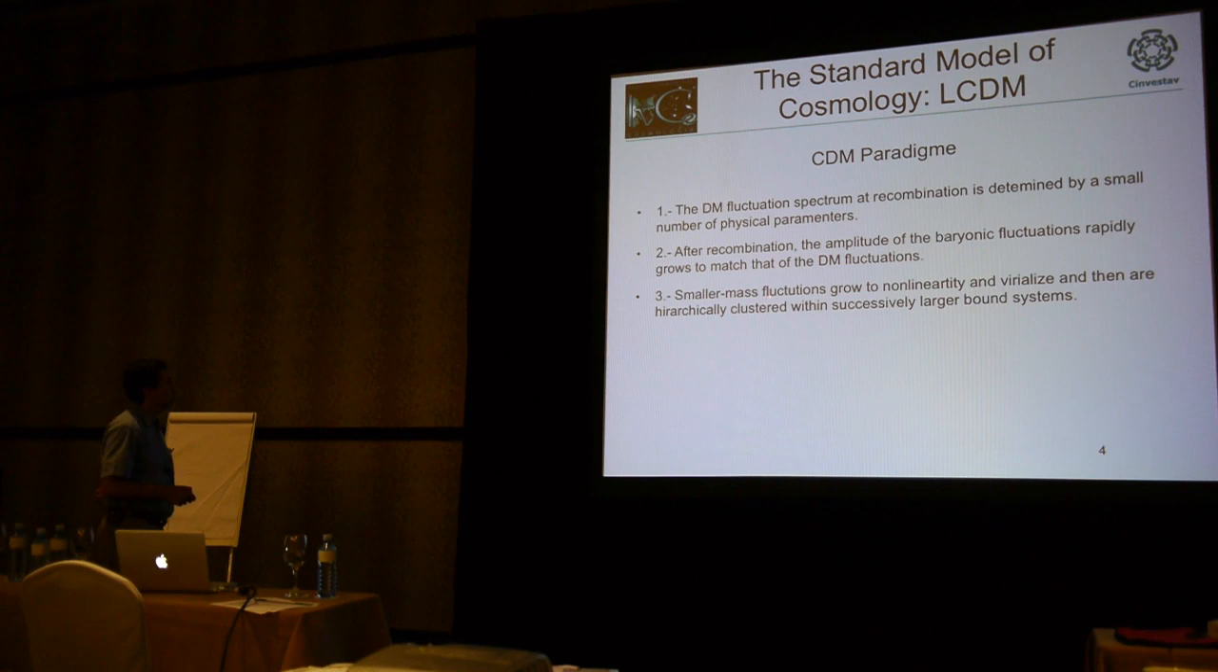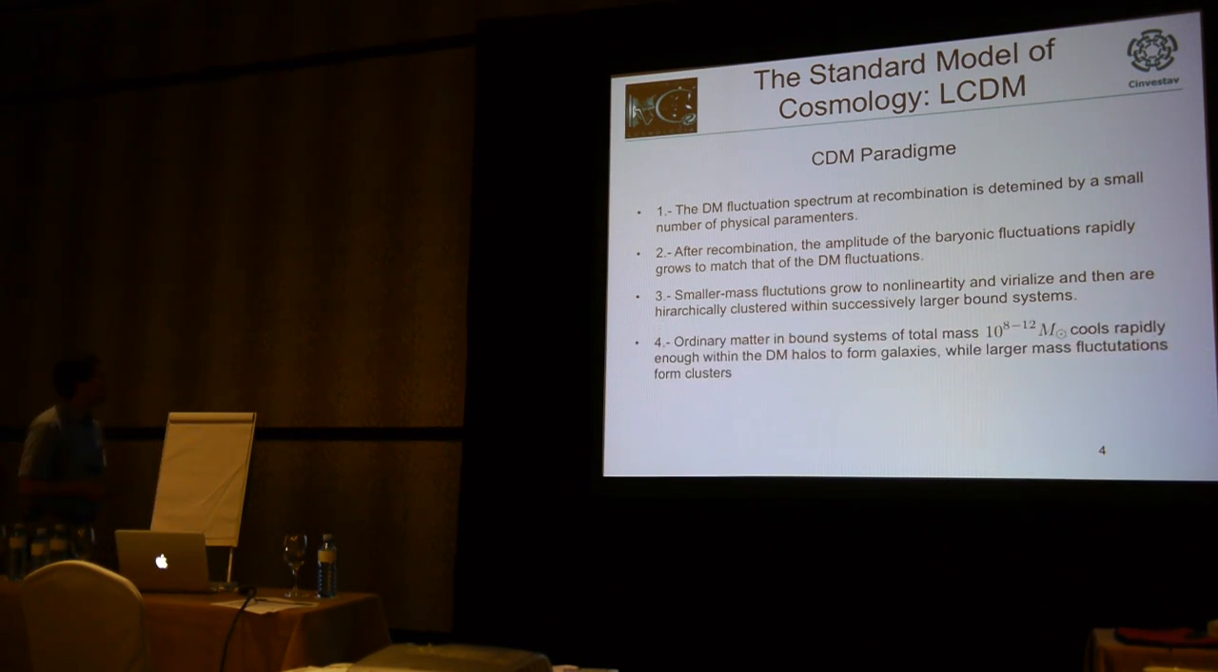The smaller mass fluctuations grow to nonlinearity and virialize, and then cluster hierarchically within successively larger bound systems. That means these small fluctuations will grow by mergers and collisions with other fluctuations, and they will form hierarchically. This is very important. Hierarchically they will form the structure that we see in the universe. Then ordinary matter in bound systems, total mass 10^8 to 10^12 solar masses, cools rapidly enough within the dark matter halos to form galaxies, while larger mass fluctuations form clusters. This is the idea. The idea is very simple, and the idea works very well.